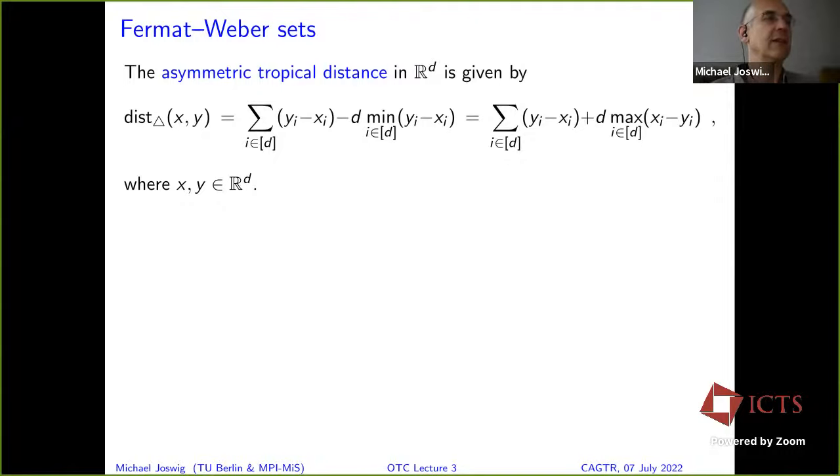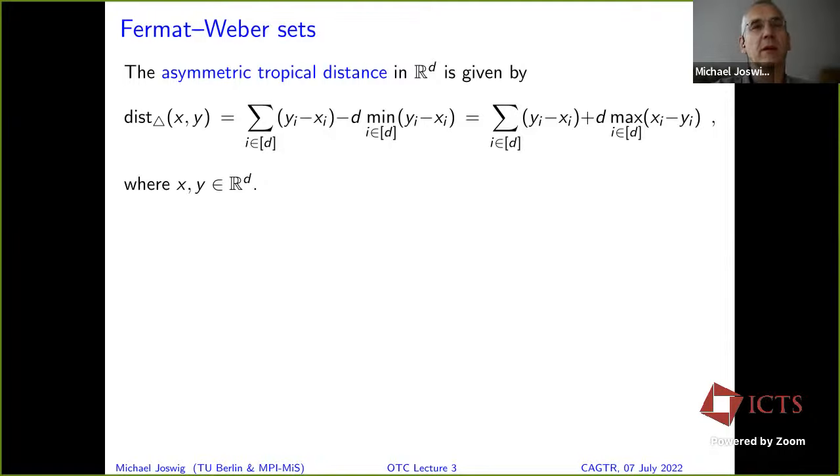So here's a classical problem in mathematics that was studied for a long time. Fermat worked on it apparently, and then Weber picked up the subject at the beginning of the 20th century. And this is a topic which can be studied in any metric space. So what is the problem?